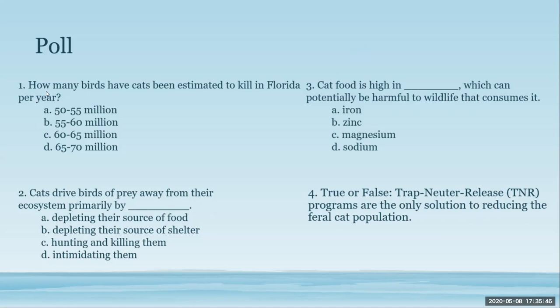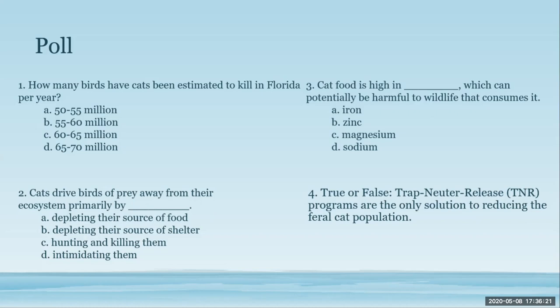So number one, how many birds have cats been estimated to kill in Florida per year? The answer to that would be D, 65 to 70 million. So once again, that study by Hatley stated that there are around 68 million birds killed per year by feral cats. Number two, cats drive birds of prey away from their ecosystem primarily by? The answer to that would be A, depleting their source of food. So once again, these birds of prey have the choice of either finding some other food source in that habitat or going to some other habitat to find better sources of food.